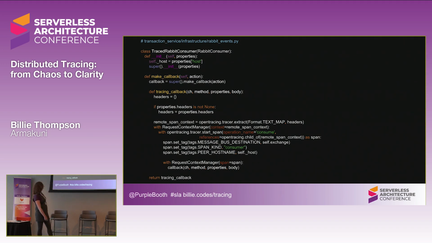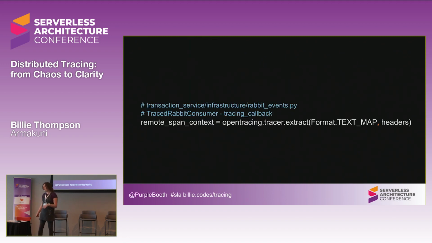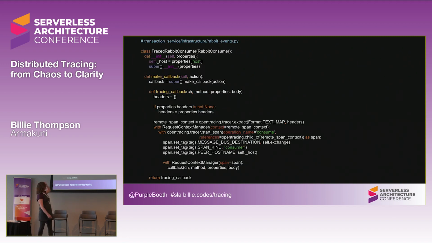Again, this is the transaction service. This is in the same place as the last one. So if you go to the transaction service in GitHub, go to infrastructure, and then Rabbit events, you will see this code. It's too big to see on the screen really, so I'm going to talk you through what it does. Essentially, when we get an event, we get a callback from the user. That user event actually gets called with some real data.